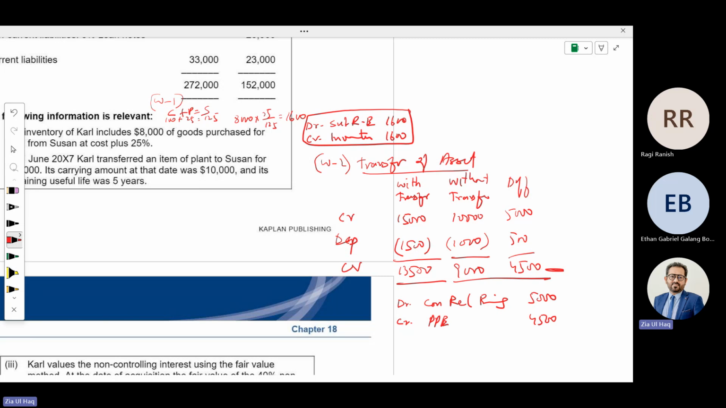Where is the extra depreciation of 500 charged, in the parent company books or the subsidiary books? Who bought the asset? The subsidiary recorded it at 15,000, so they charge the extra depreciation in their books. How much? 500. This means we need to add this to the retained earnings of the subsidiary. So credit subsidiary retained earnings. How much?